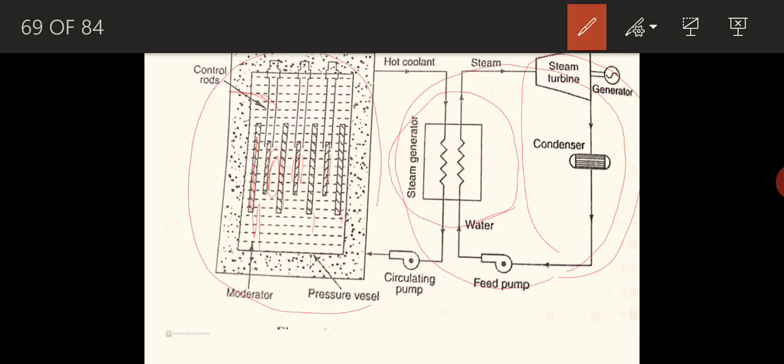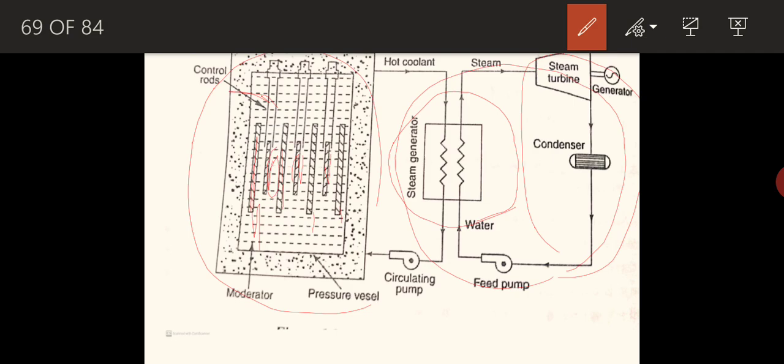Moderators are to absorb the excess neutrons produced during the fission reaction of the uranium atoms. I have already told that we have to somehow control the reaction, so the excess neutrons produced are absorbed by the moderator. That is what is happening. Anyway, we will be discussing the components of the nuclear reactor in the upcoming slides.